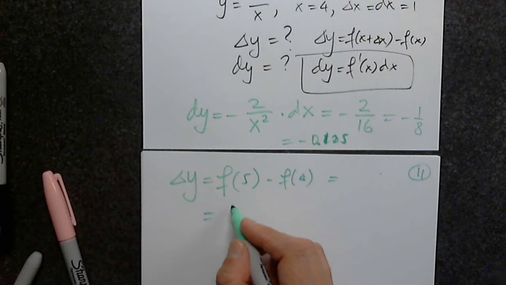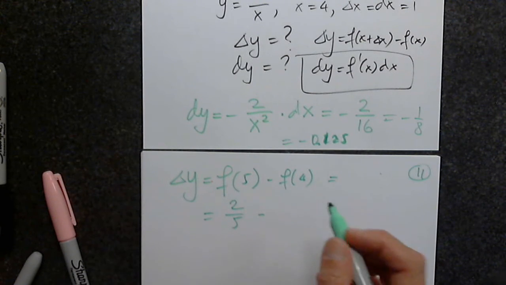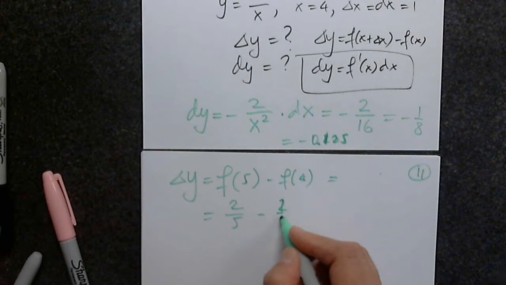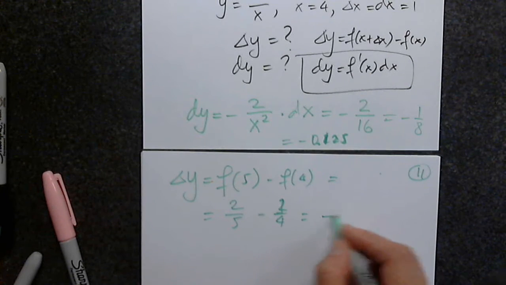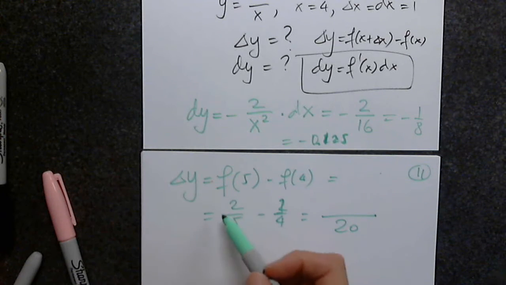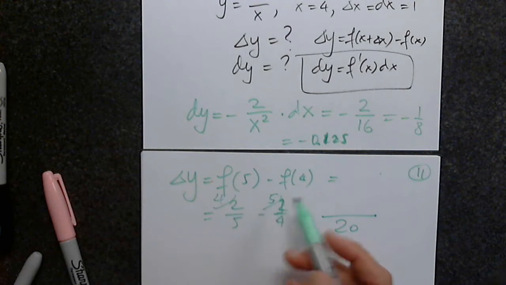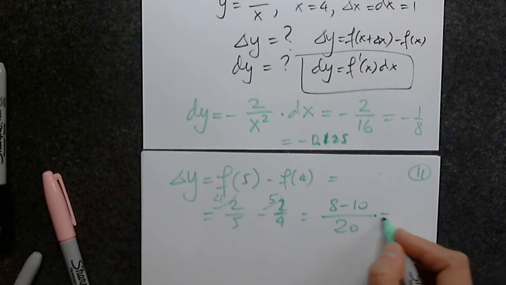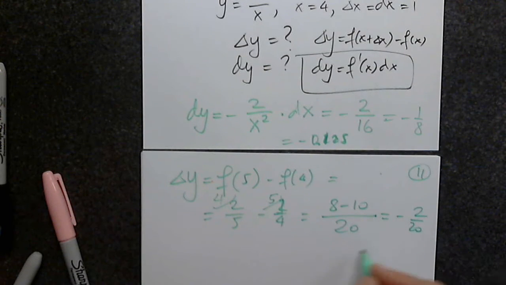f of 5 is 2 over 5, minus f of 4 is 2 over 4. I have to find the least common denominator, which is 20. I multiply this by 4, I multiply this by 5. So 8 minus 10 is negative 2 over 20, or negative 1 over 10, or negative 0.1.